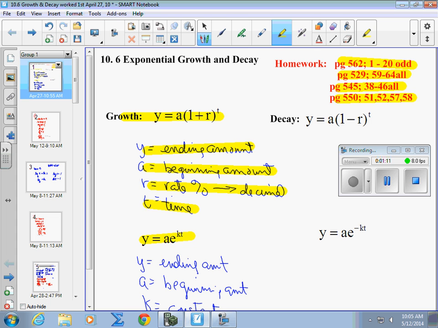The formula for decay is the same formula, y is equal to a times 1 minus r raised to the t. So you still have the same variables. The only difference is this is a minus sign, which represents decay.